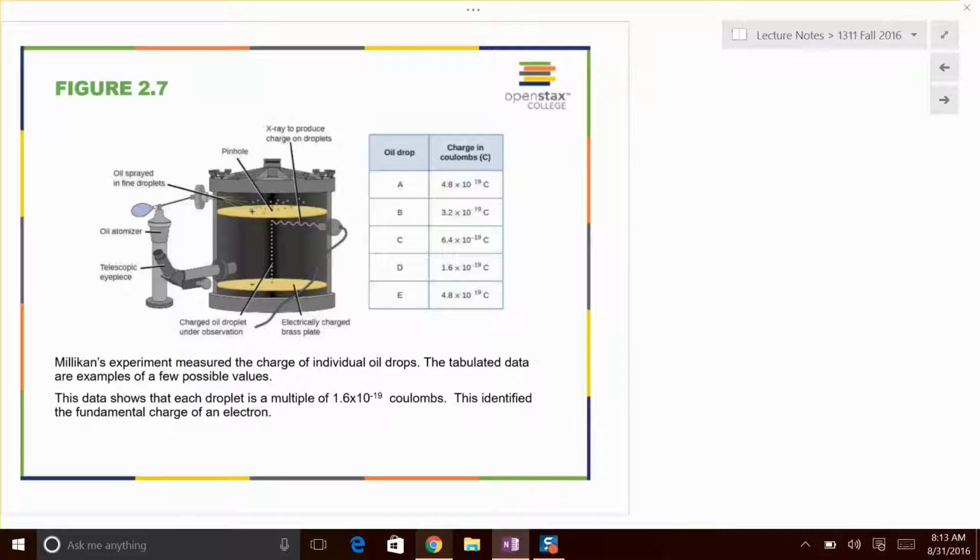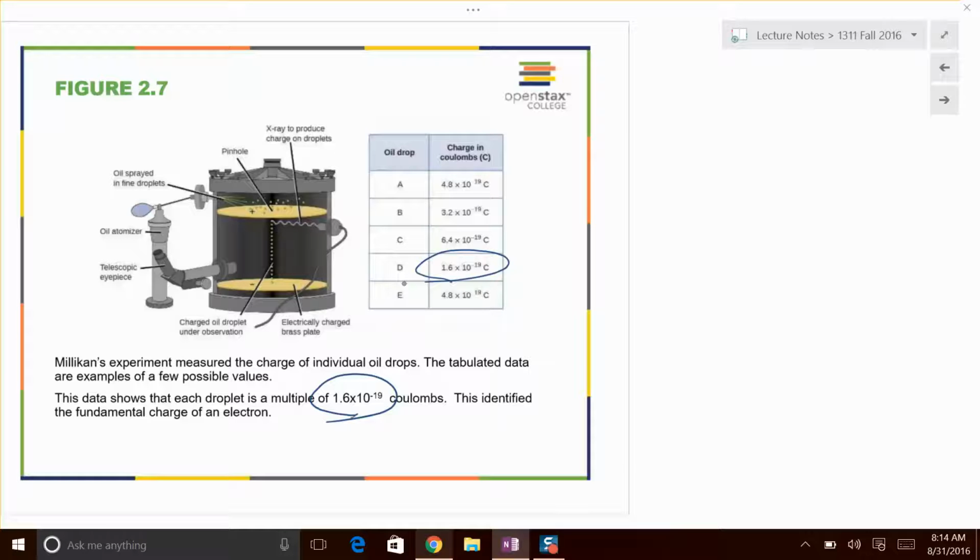Okay? So they all have different charges, but what he discovered was that this data showed that each droplet is a multiple of this one. So he concluded that the charge of a single electron is this, because that's the lowest number you can get to, and everything else is a multiple of it. I can divide everything by that number and get a whole number. Okay? And so he's discovering the charge of a single electron.